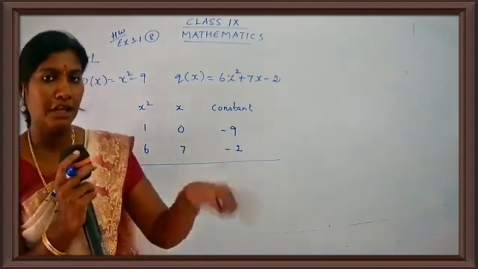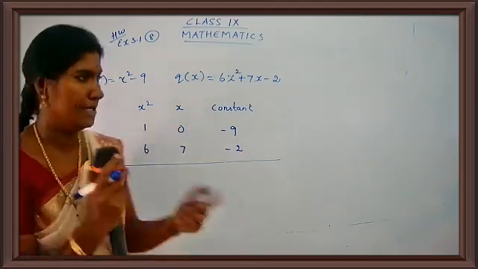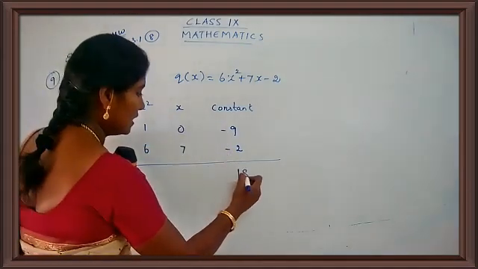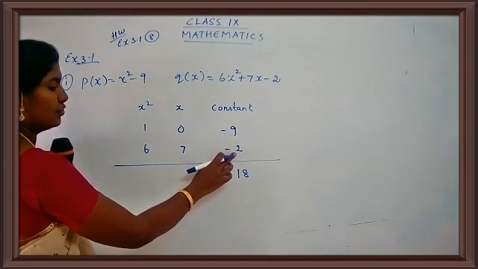2 minus will give you plus sign. 1 minus will give you the answer in minus. So minus 9 minus 2 will give you plus 18. So I'll be writing down here plus 18. Okay, done.